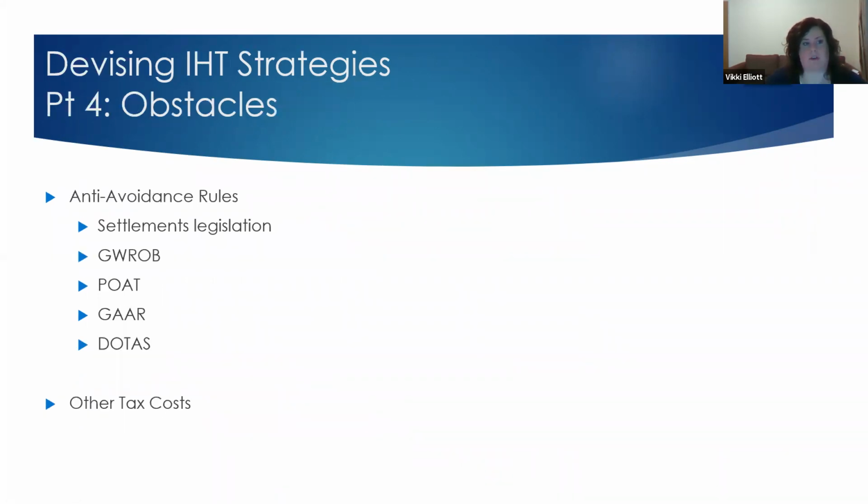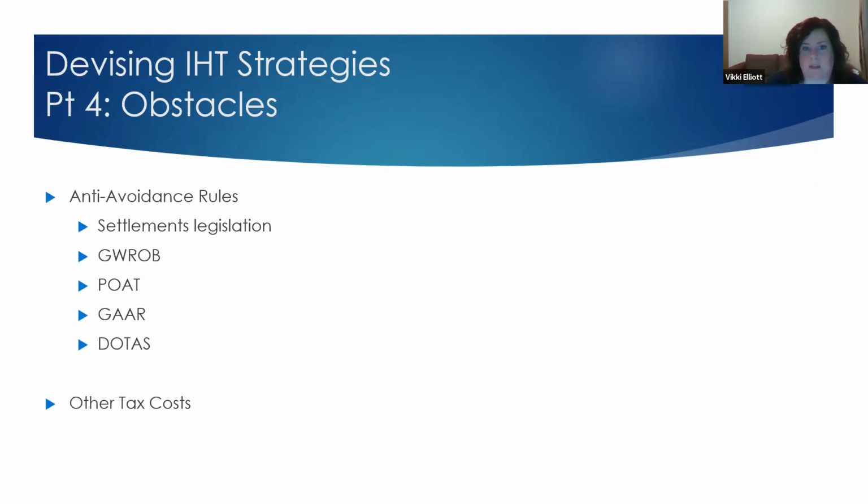Then once you've got your plan, you've got an idea of what you want to do, what the client is willing to do, what's suitable for them, you've got to think about what obstacles there might be. So I've already mentioned that you have to think about the other tax costs, but you've also got to think about whether there's any anti-avoidance rules that could affect what you are wanting to do.